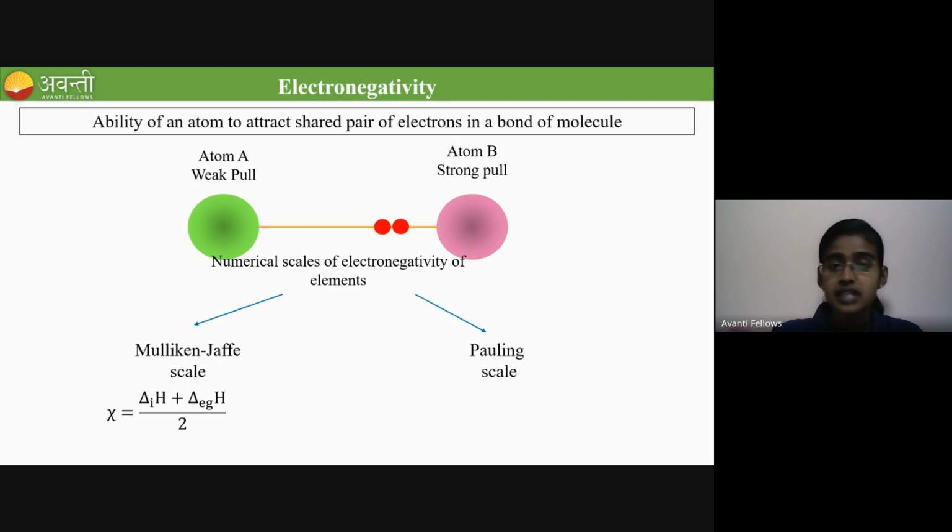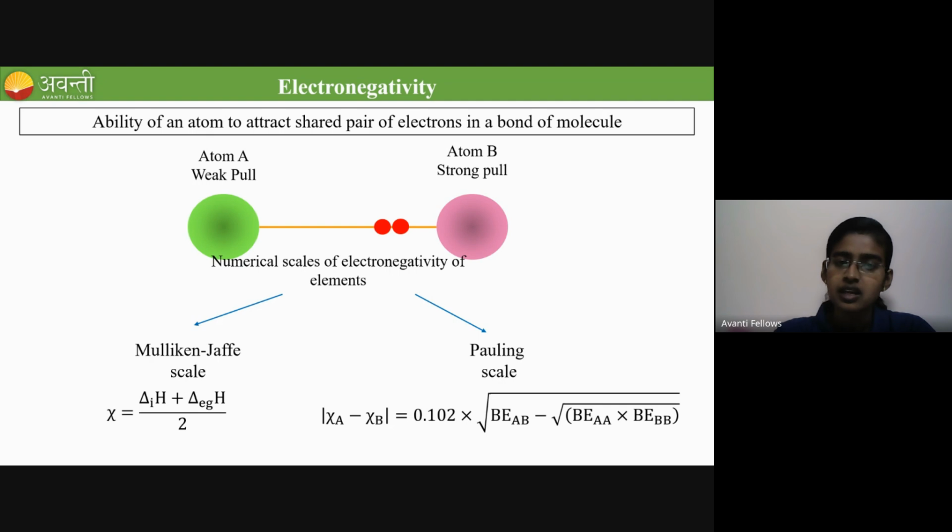And one more scale is there, which is called the Pauling scale, and we are using this scale only. You can find the electronegativity values in the periodic table chart, and there will be one value denoted under each element, and those values are in accordance with the Pauling scale. The values of each element are calculated using this formula, from which we can get this.